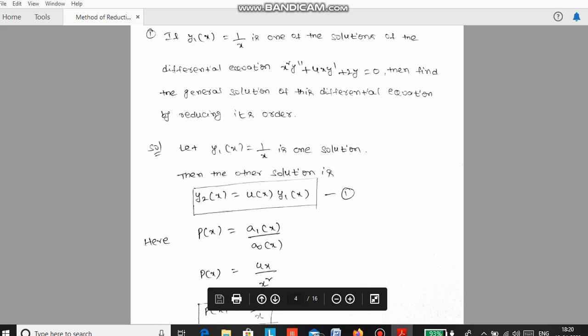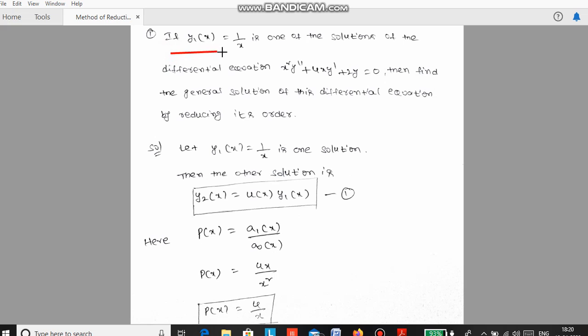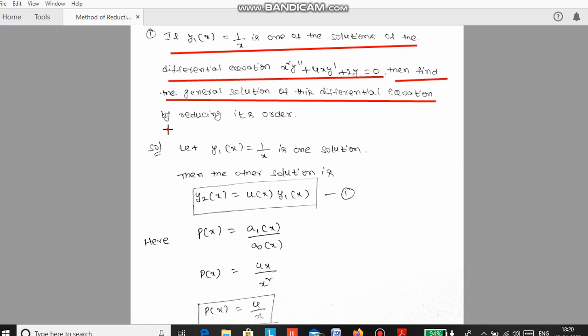First example: if y1 of x is equal to 1 by x is one of the solutions of the differential equation x square y double dash plus 4x y dash plus 2y is equal to 0. So for this second order homogeneous linear equation, y1 of x is equal to 1 by x is the one solution. Then find the general solution of this differential equation by reducing its order. That means to find the general solution, first we have to find the second solution of this differential equation.